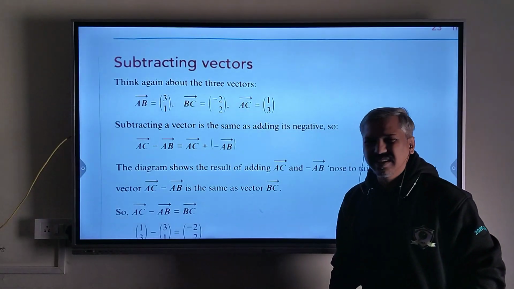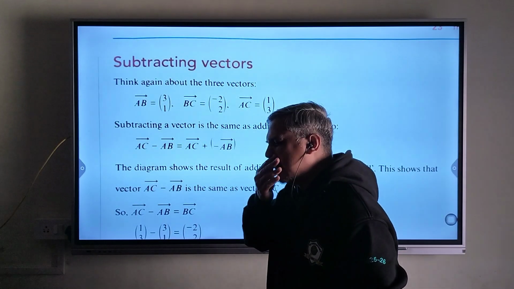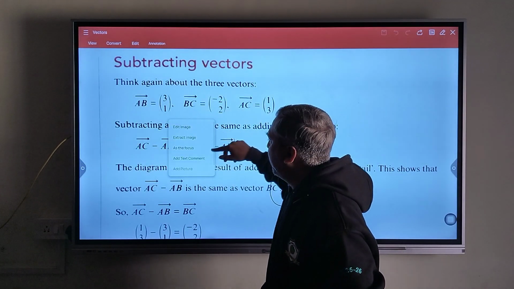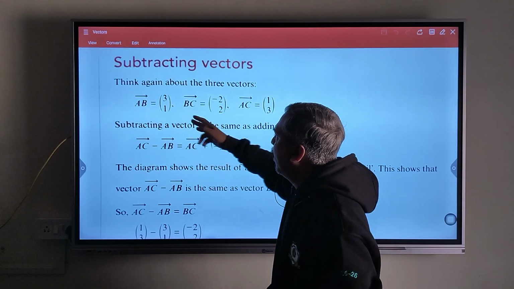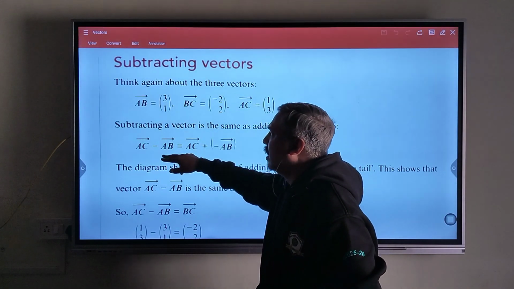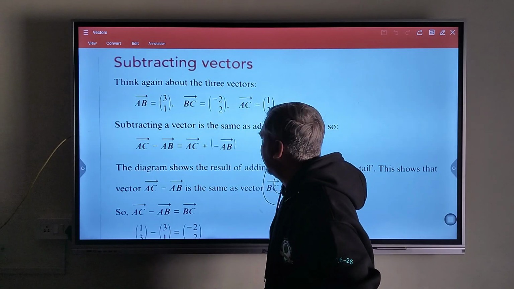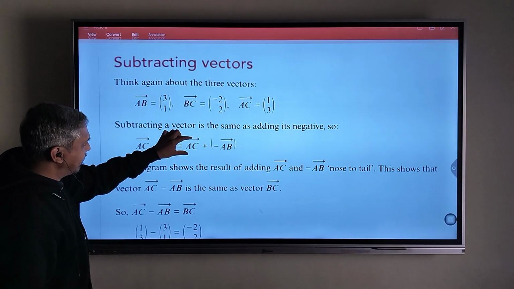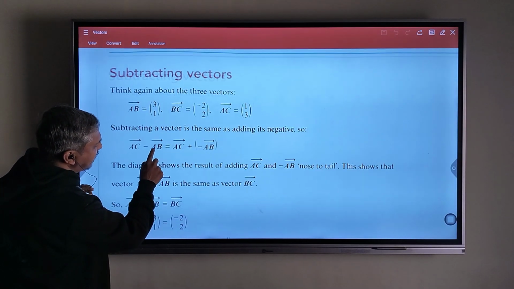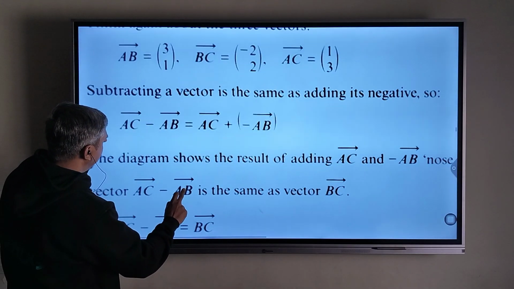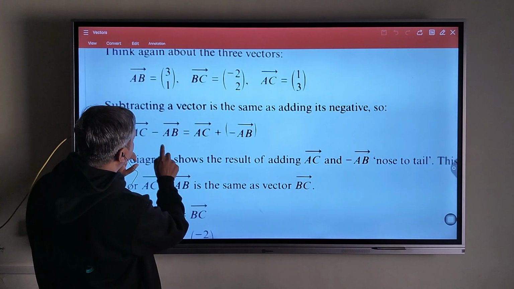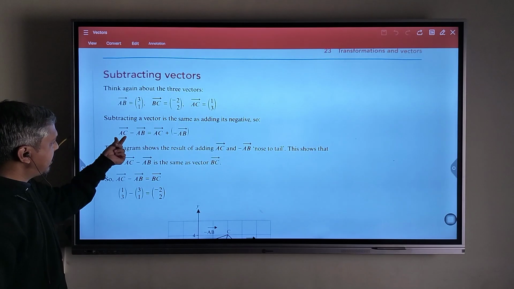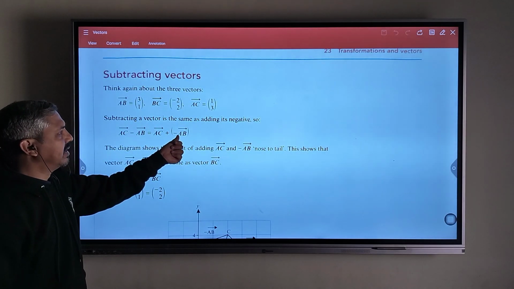Subtracting vectors is, again, not a separate topic actually. It's very simple. AB bar and BC bar, if I have to not add, I have to subtract. So I want to do AC bar minus AB bar, let's say. So I write AC bar as it is, and the negative vector, minus AB bar, instead of minus, I will write plus and then in brackets minus AB bar. AC bar plus minus AB bar.